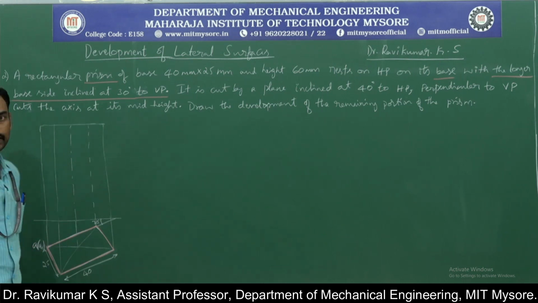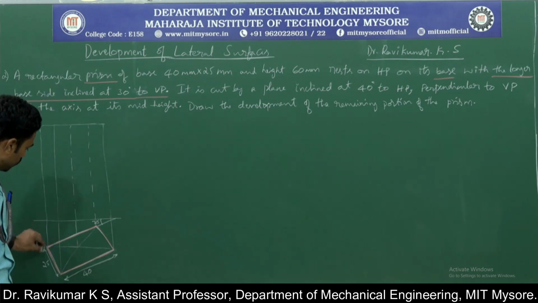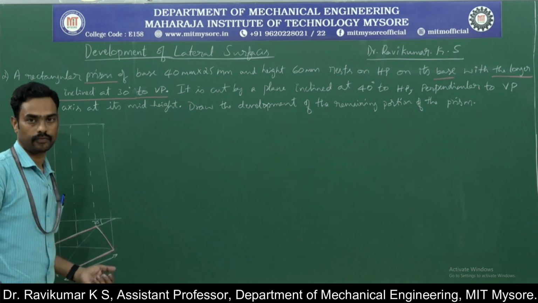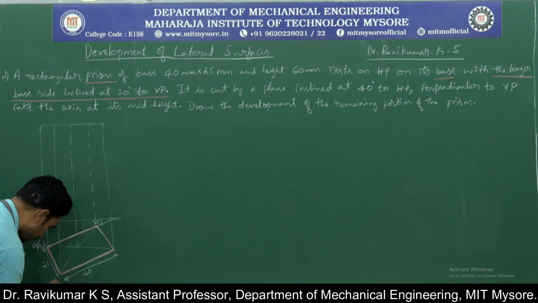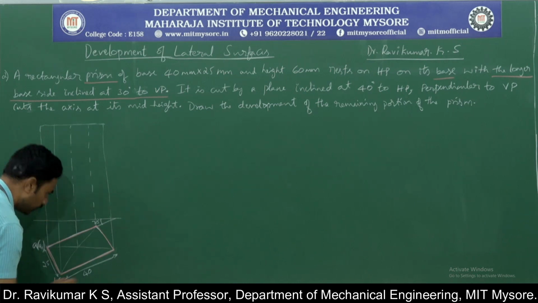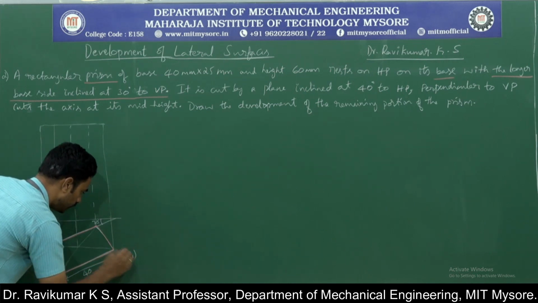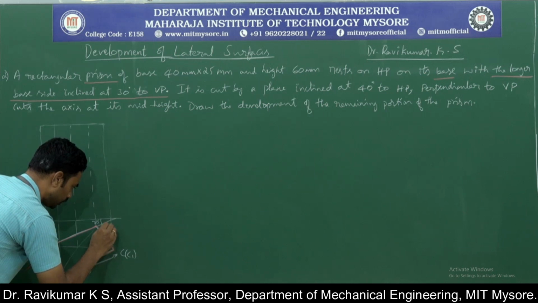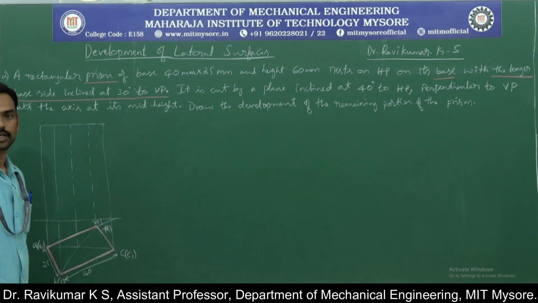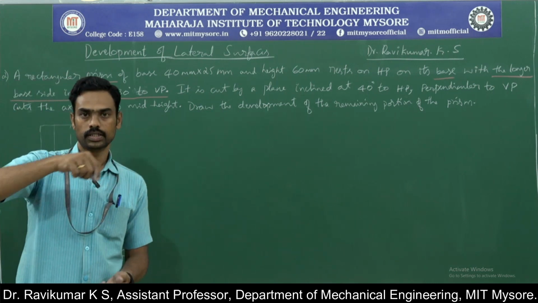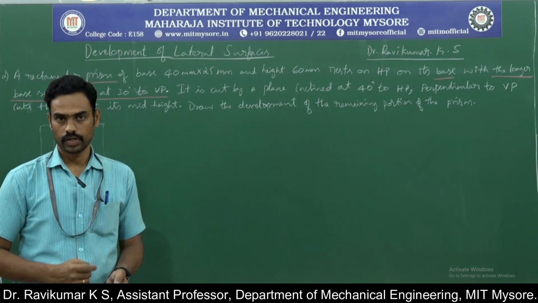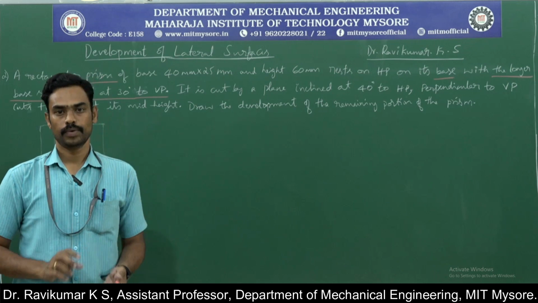This is A1. I'll take it as A1 because A is the top face and A1 is the bottom face. Therefore, I have put it in bracket A1. This is B, B1. This is C, C1, and this is D, D1. Okay. A, B, C, D is the top face of the prism. A1, B1, C1, D1 is the bottom face of the prism.